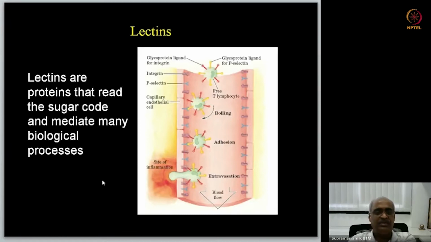Now I told you that these carbohydrate moieties, which are oligosaccharides in small number, attached to proteins as well as lipids, can provide address tags, and there could be other proteins that bind to the specific sequence of carbohydrates, and therefore they could be the recognizing molecules. Such proteins that recognize a specific sequence of oligosaccharides on cell surface glycoproteins or lipids are called lectins. Lectins are proteins that read the sugar code.